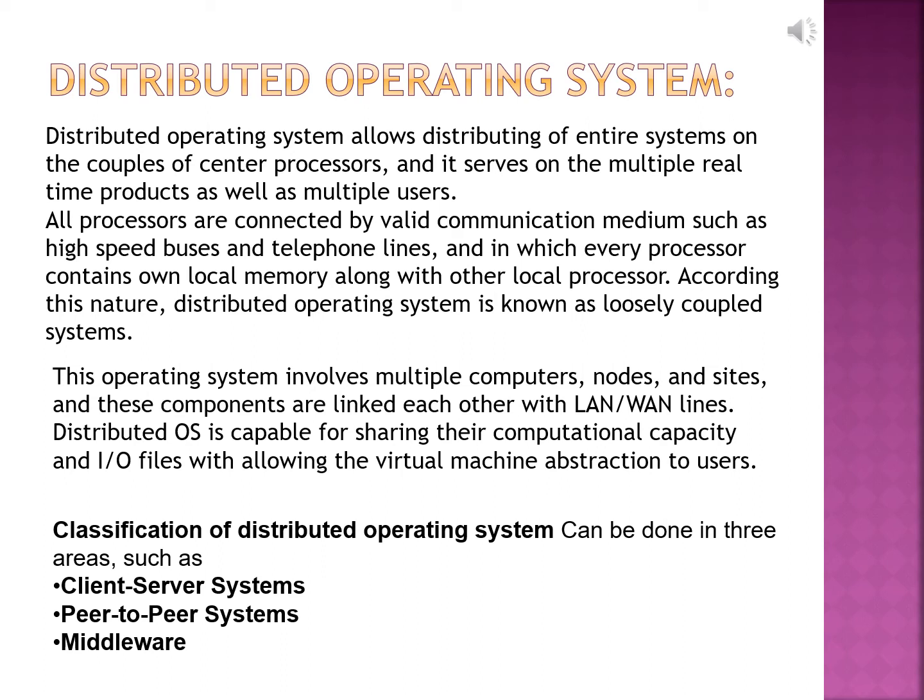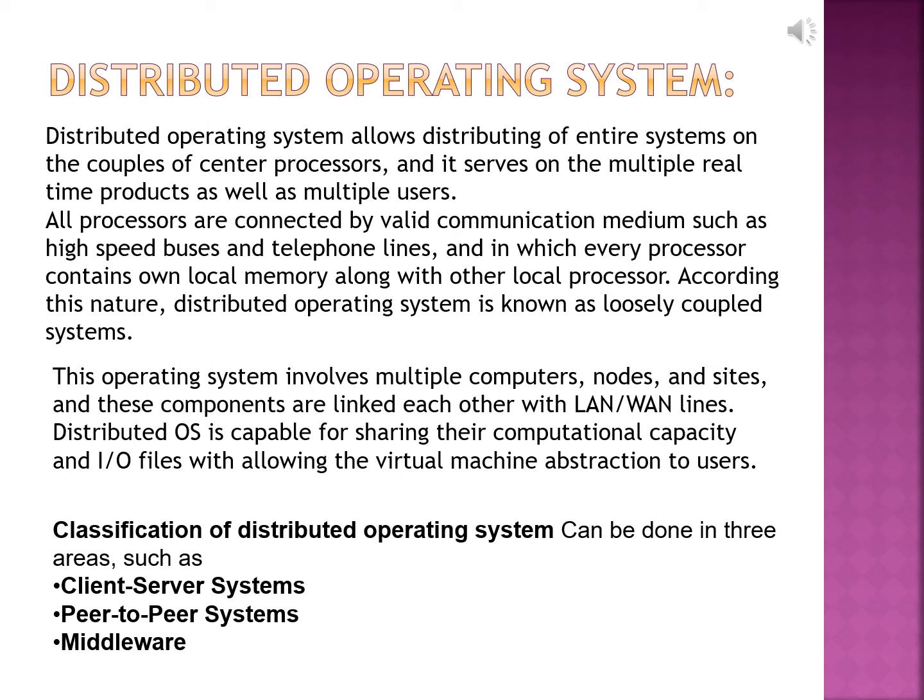The next one is distributed operating system. A distributed operating system allows distributing of the entire system on a couple of central processors, and it serves multiple real-time products as well as multiple users. All processors are connected by valid communication media such as high-speed buses and telephone lines, and every processor contains its own local memory along with other local processors. According to this nature, a distributed operating system is known as a loosely coupled system.